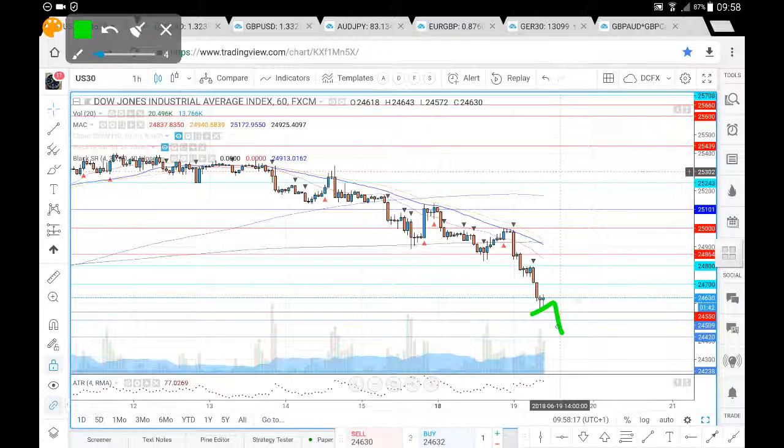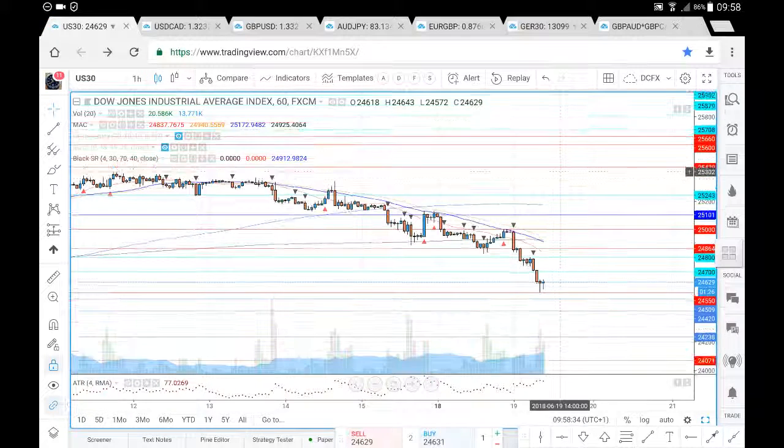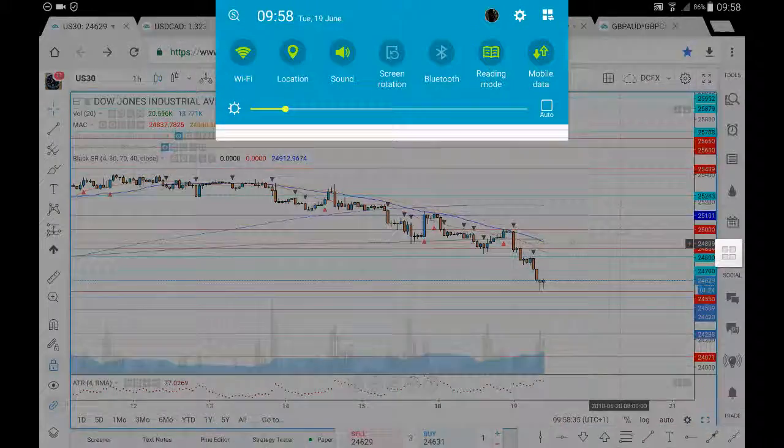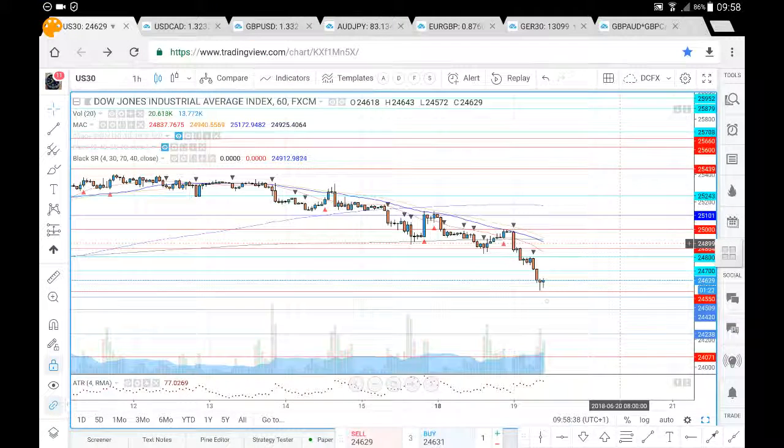If, however, we do fail to hold this 24,550 as support, we are then looking for prices to head down to beyond possibly that 510, start to head towards our 24,420. Successful break from which we're looking for a move down towards our 24,238. And if there is sufficient volatility to the downside here on the US 30, we're possibly looking for a move down towards our 24,071 here on the US 30.